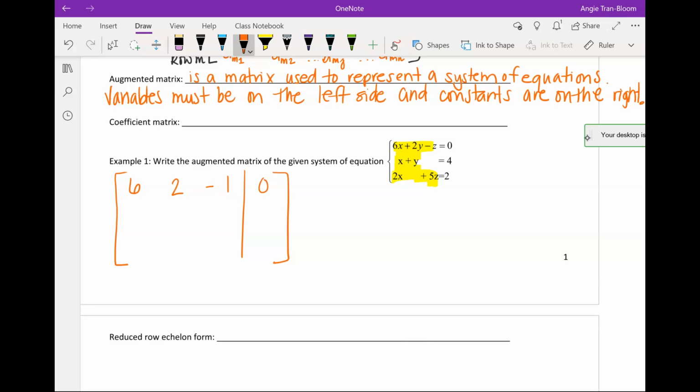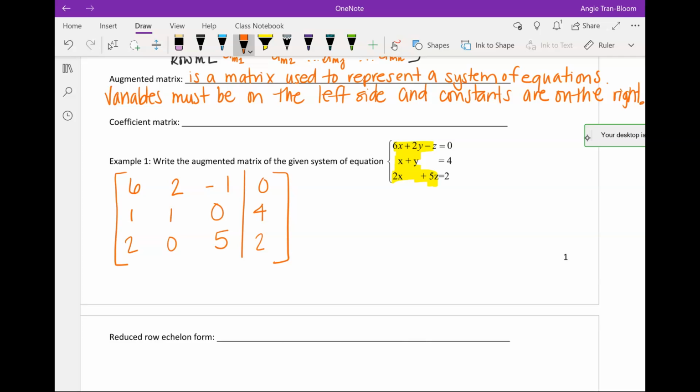Row 2, what are your numbers? What are the entries on row 2? 1, 1, 0. If it's missing, then you can write 0. What's the constant here? 4. Good. Last one, 2. What else? 0 and 5, and the constant would be 2. That's an augmented matrix. We can go back and forth.